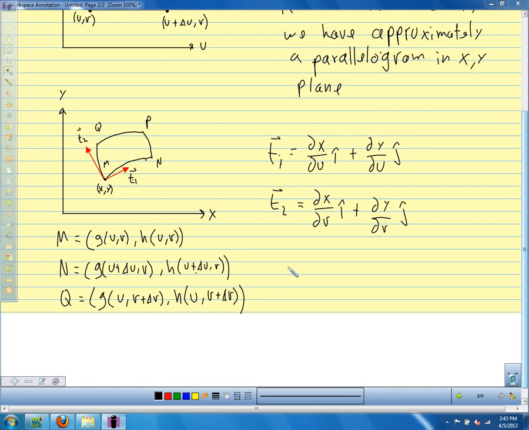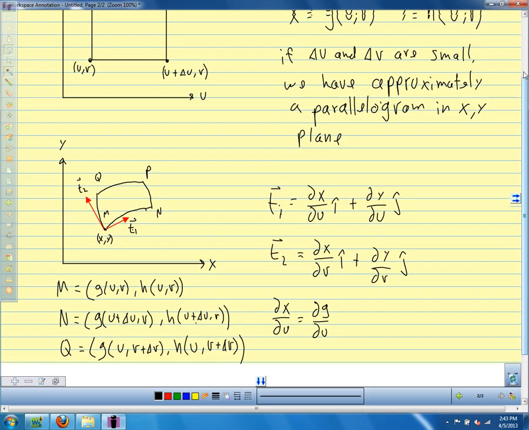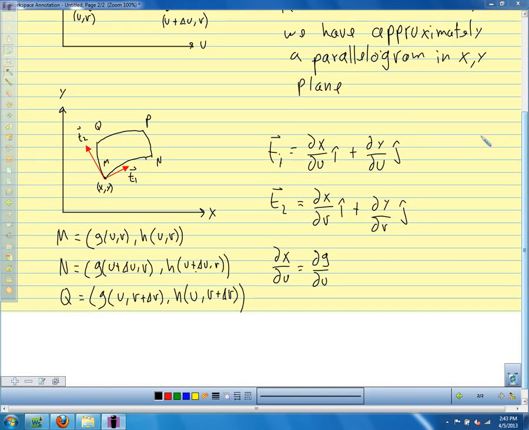And dx du, the partial of x with respect to u, is dg du, because x is a function of g, x is g of u and v, and that's approximately equal to g of u plus delta u comma v minus g of u comma v divided by delta u. This is approximately the derivative with respect to u.